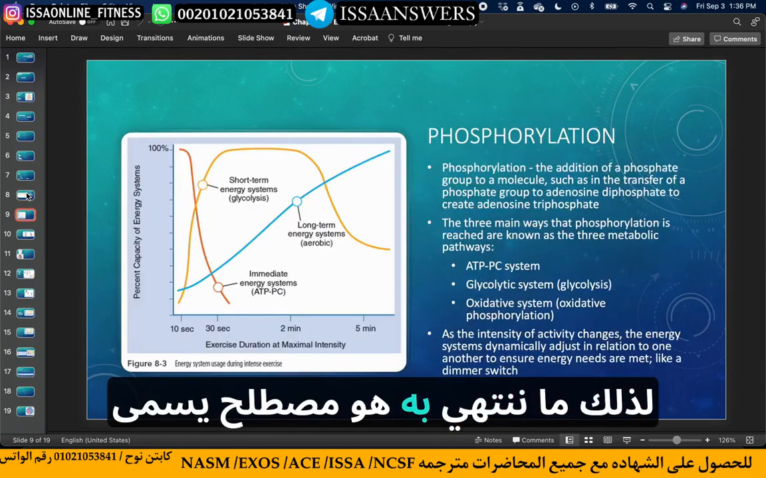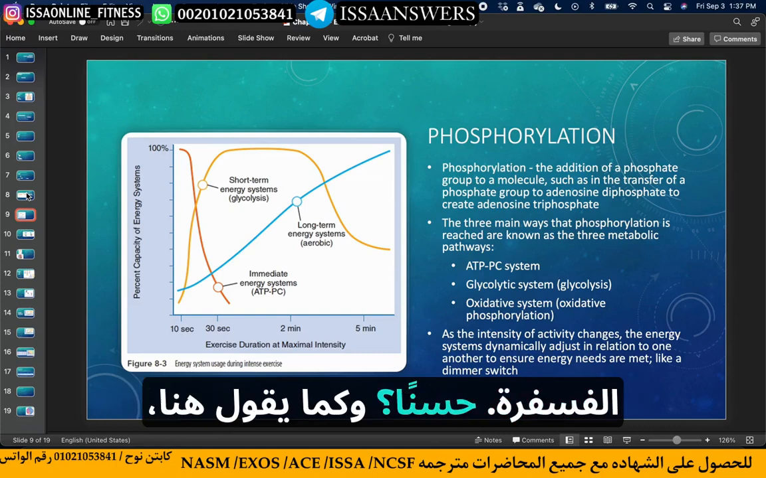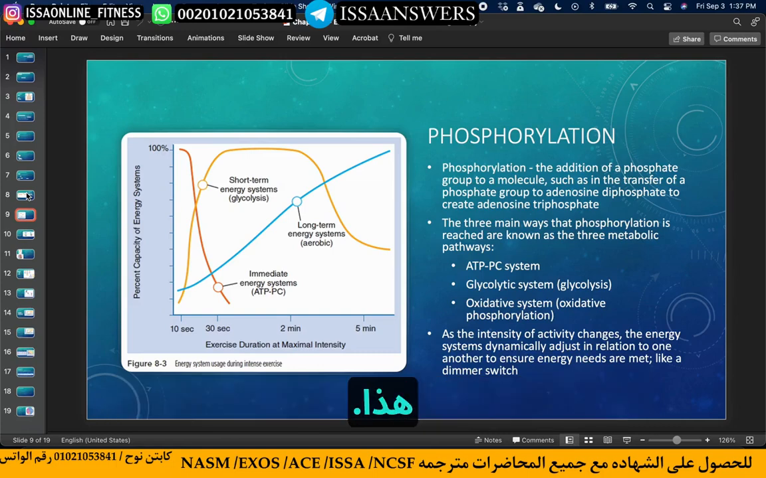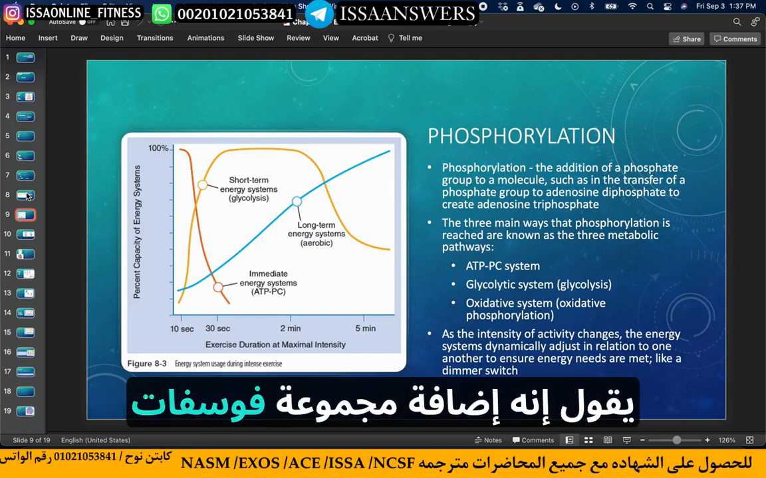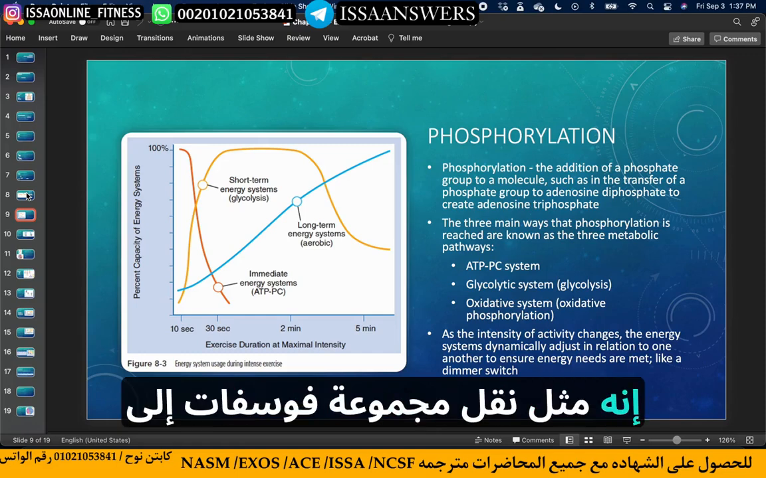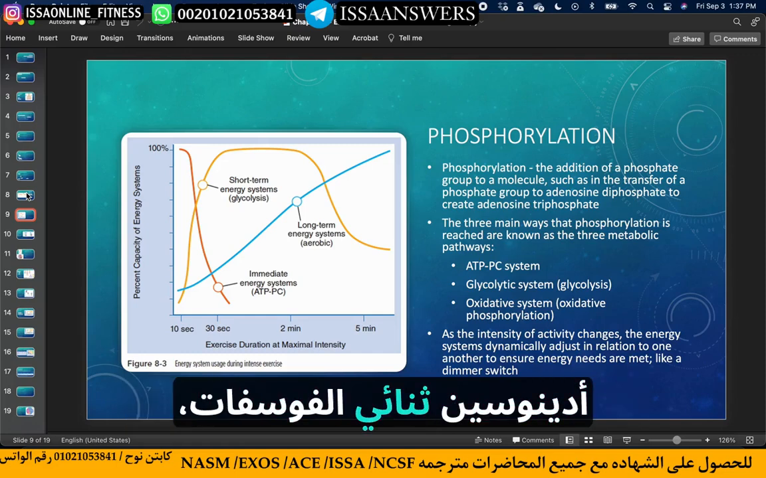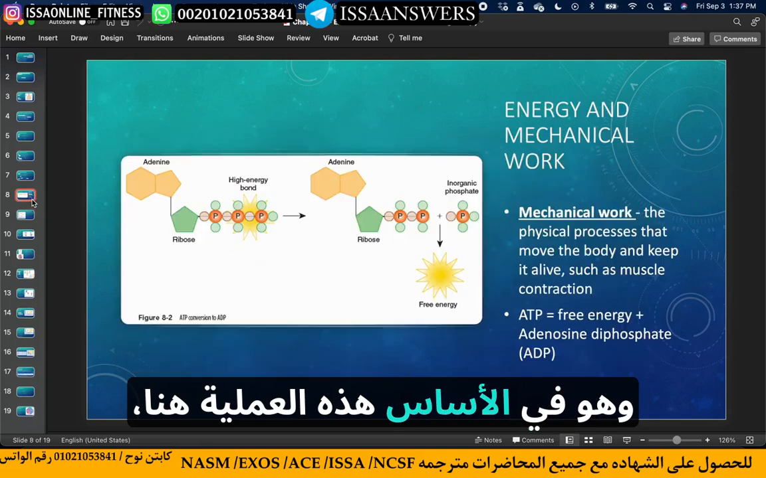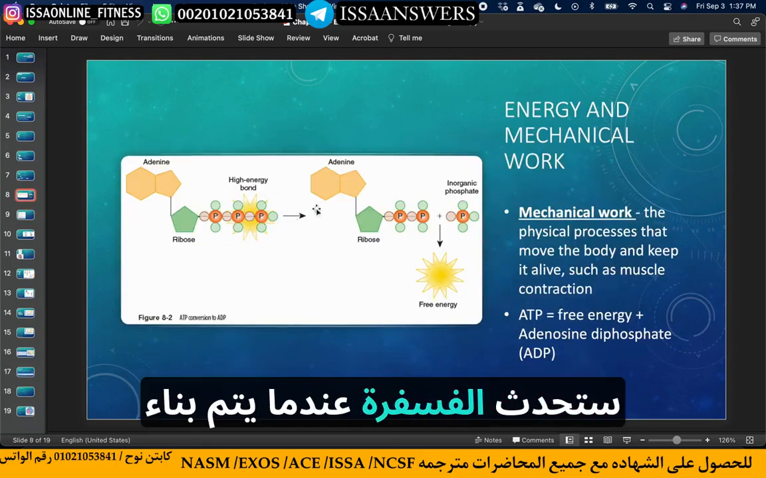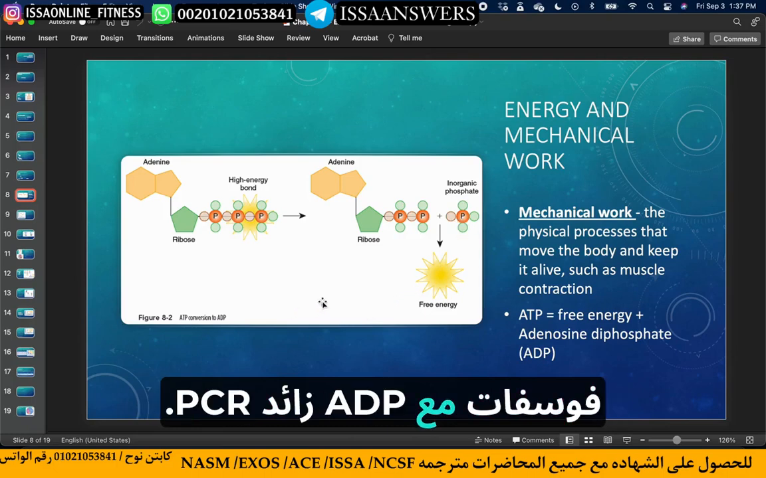So what we end up with is a term called phosphorylation. Like it says here, it's the addition of a phosphate group to a molecule. It's a transfer of a phosphate group to an adenosine diphosphate, which is basically this process right here. Broke it down. Phosphorylation will occur when a phosphate is built back up with an ADP plus a PCR.